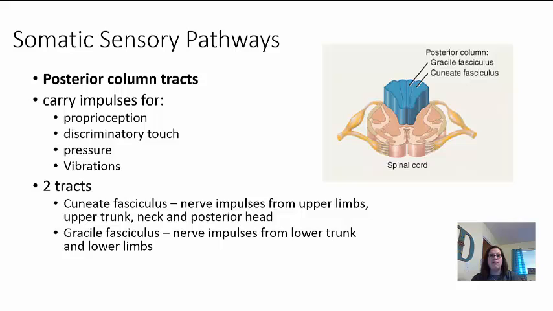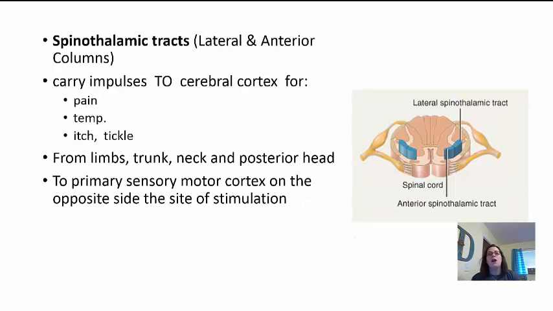On the other hand, we have the gracile fasciculus. This one is where nerve impulses from your lower trunk, like your abdomen, and your lower limbs, your legs, are going to send their information up this tract. So we have these two tracts coming up, bringing proprioception, discriminative touch, pressure, or vibration from different areas of your body.